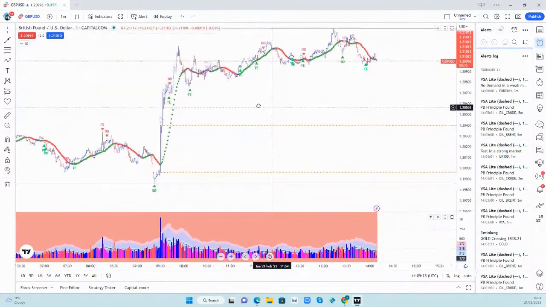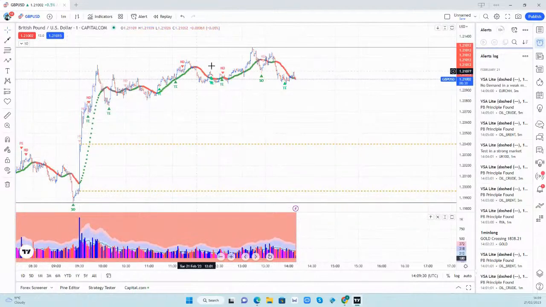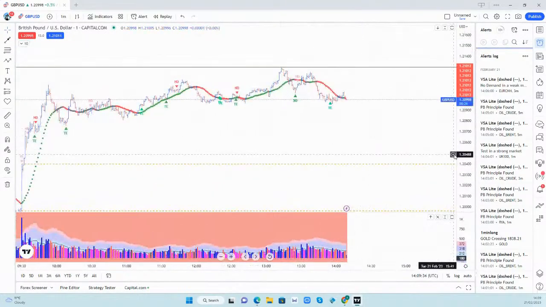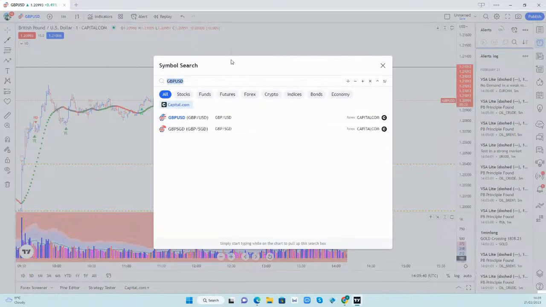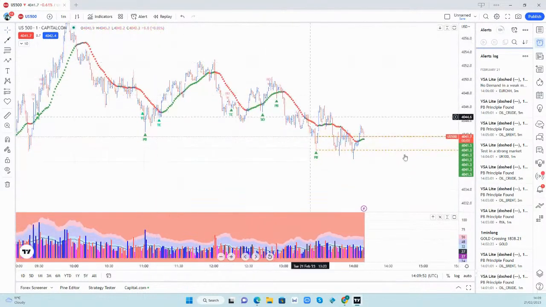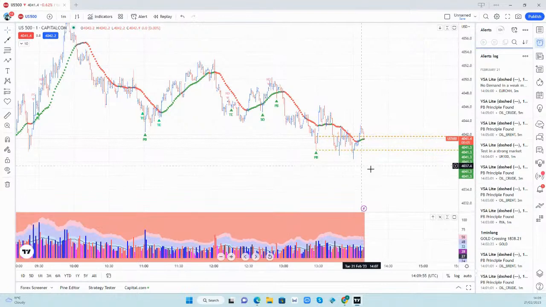All right. So we're still in that range, the daily range, and nothing going on. I really don't want to trade this right now. Right. Let's have a look at the US market. Let's have a look at the US 500, which is a CFD version of the ES on the futures contract. The US 500 is on the CFD side.